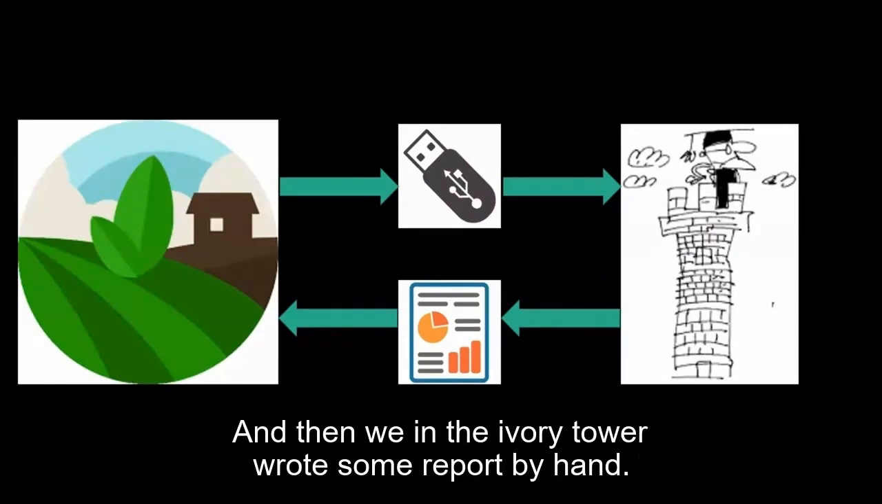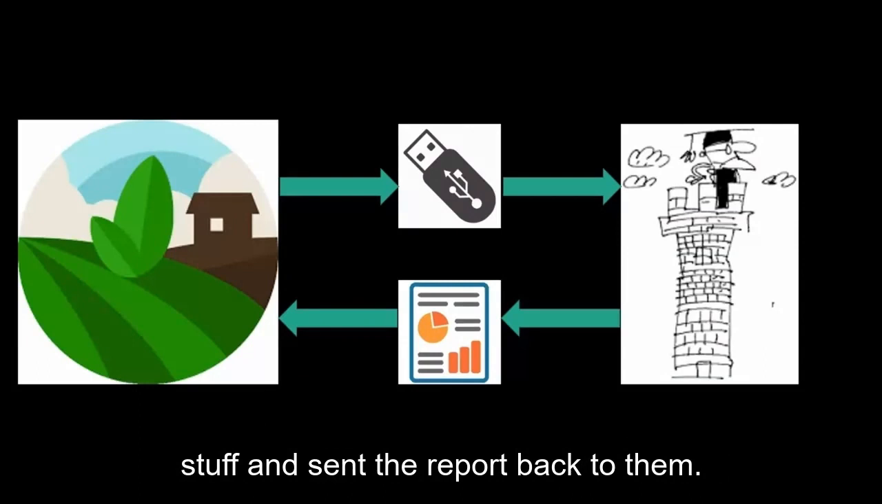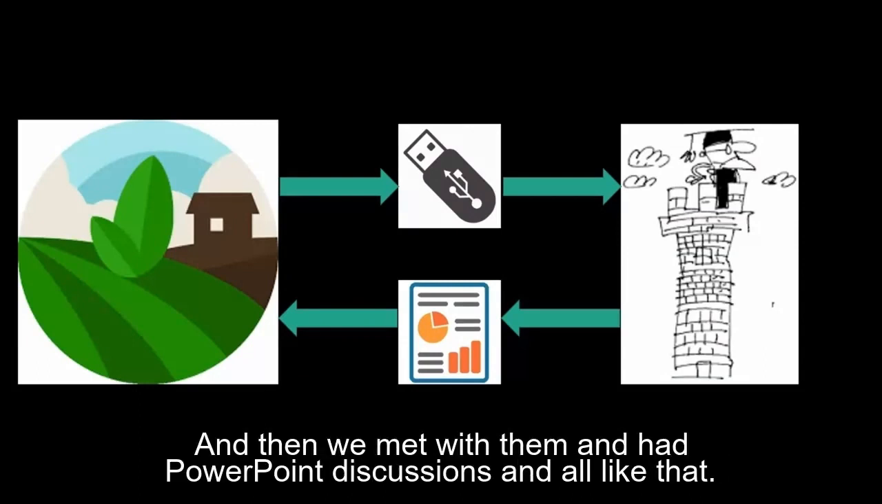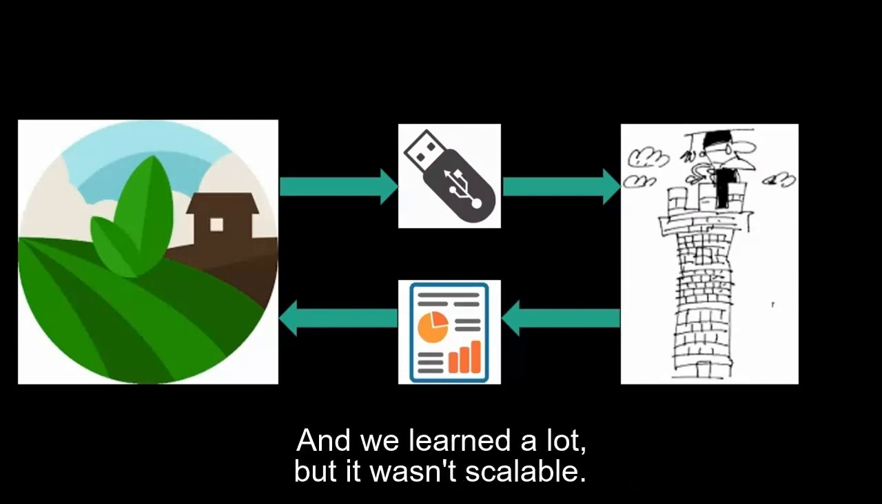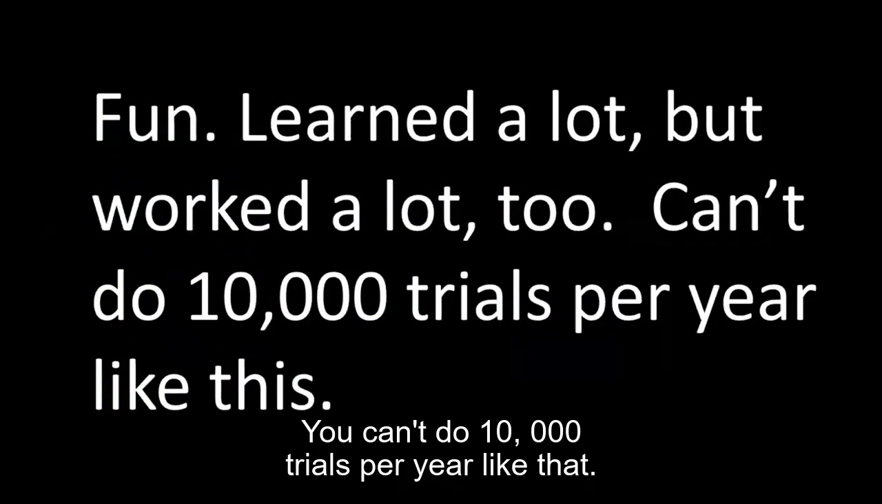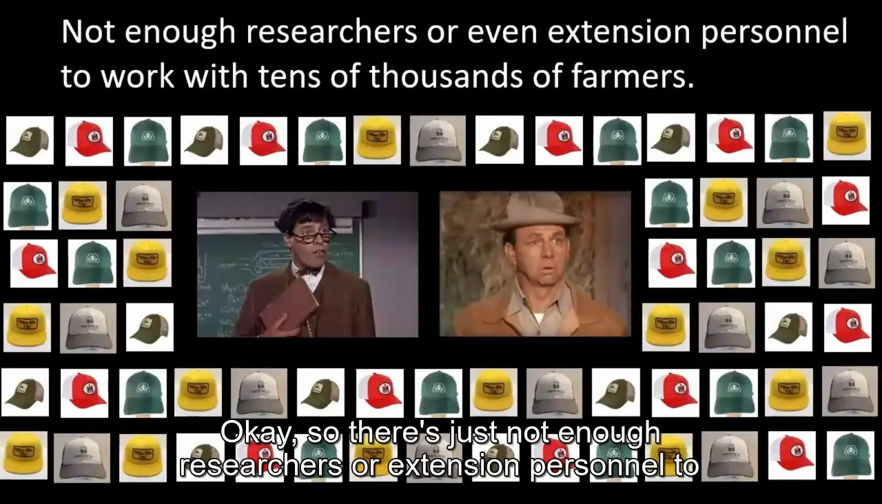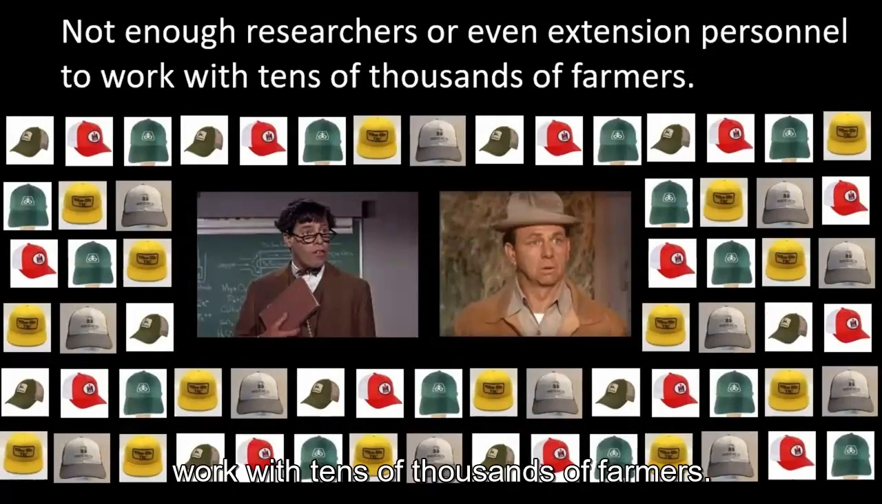And then we in the Ivory Tower wrote some report by hand. I wrote the reports with Microsoft Word and made a bunch of diagrams and stuff and sent the report back to them. And then we met with them and had PowerPoint discussions and all like that. And that was great, and we learned a lot, but it wasn't scalable. You can't do 10,000 trials per year like that. There's just not enough researchers or extension personnel to work with tens of thousands of farmers. So there's a bottleneck. So what do we do?